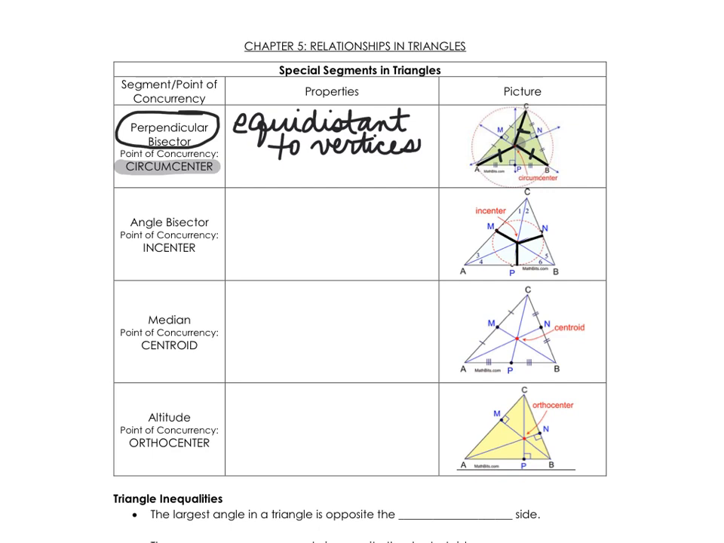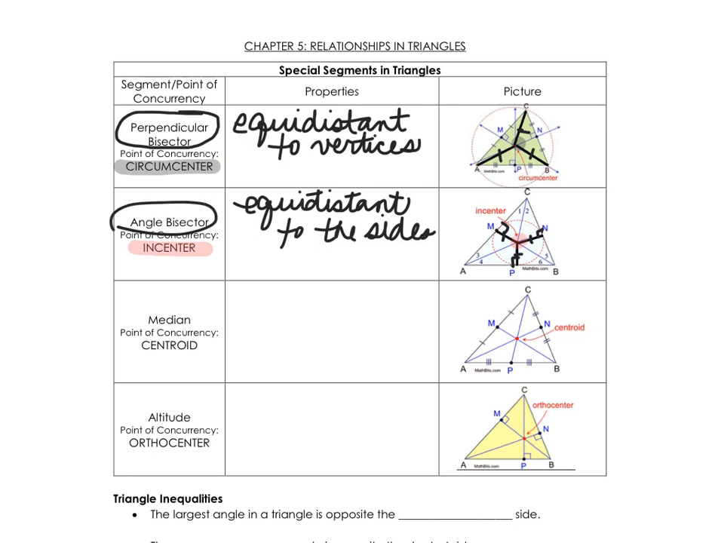All right, the incenter is formed by angle bisectors. The incenter is also equidistant to the sides of the triangle. So these little segments right here that are actually perpendicular also are congruent. Those three little segments are congruent. And the angle bisector means that all of these angles are equal.